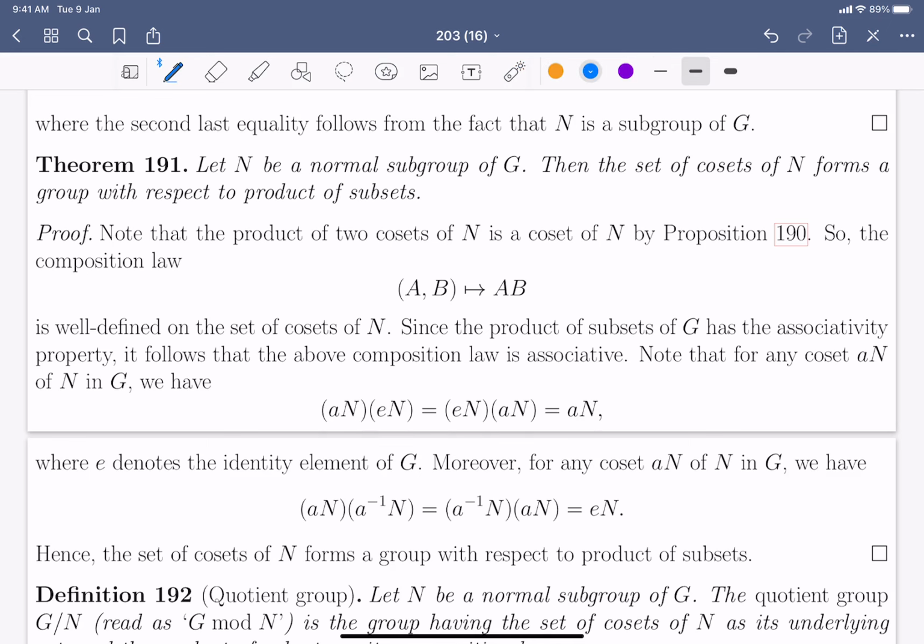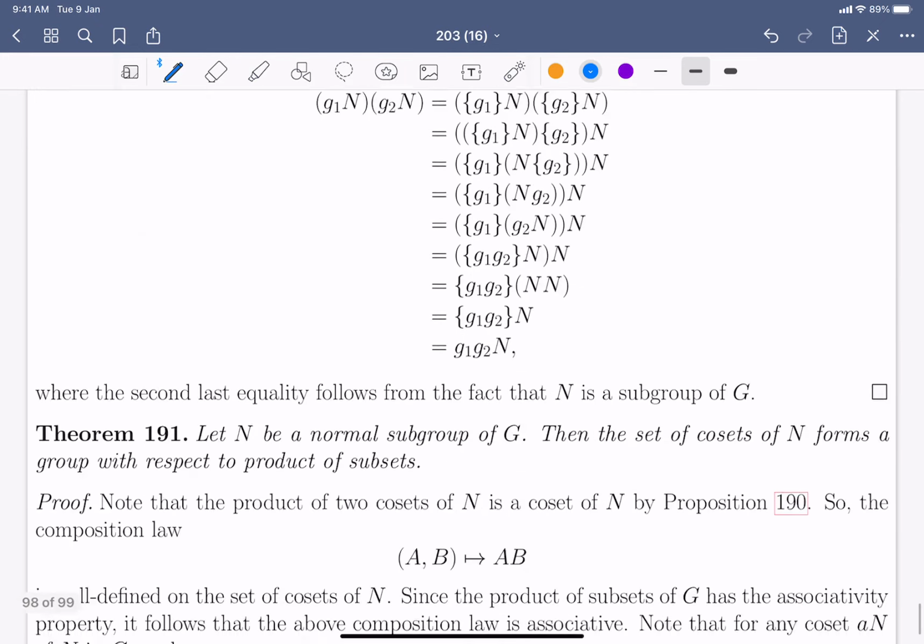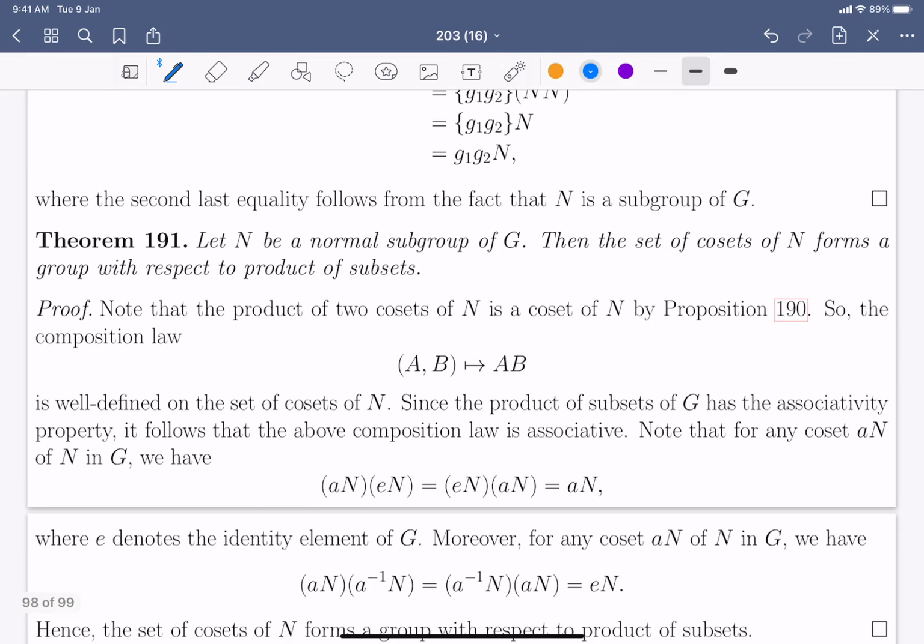Because by this previous proposition, yeah, it was a proposition, we know that n times e is equal to a times e and then n, which is n, right? And similarly, en times a is also n, right? So both of them are equal, and then both of them are equal to an.